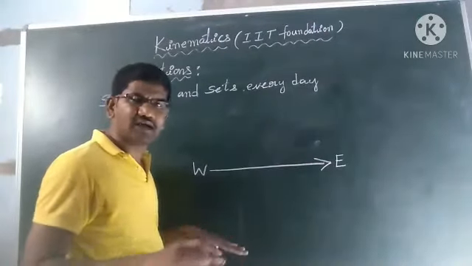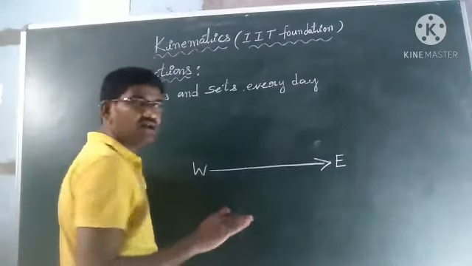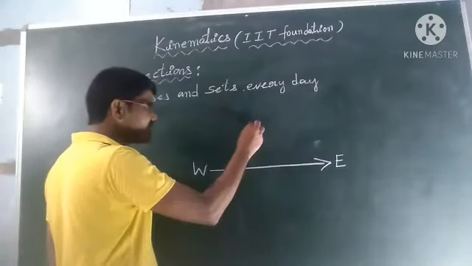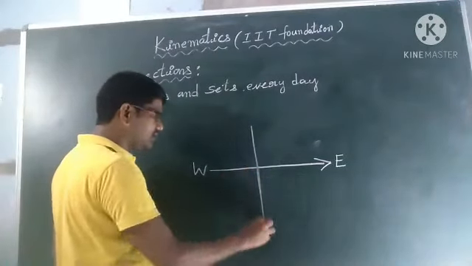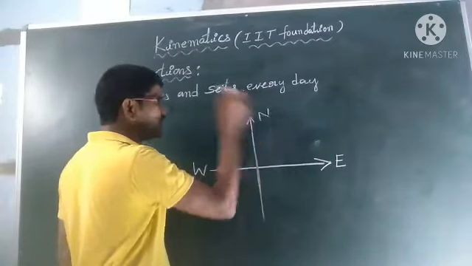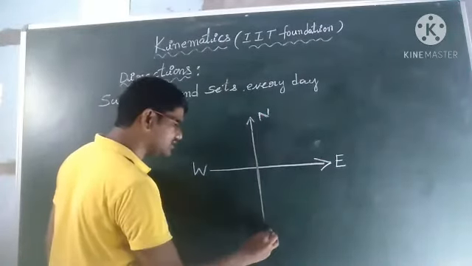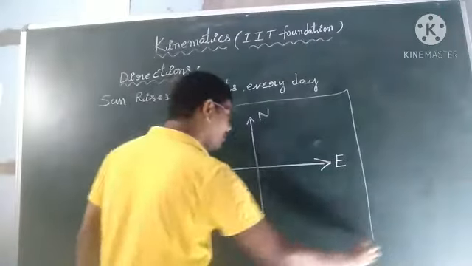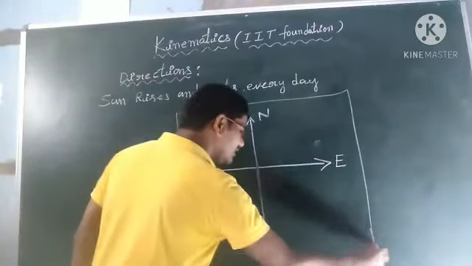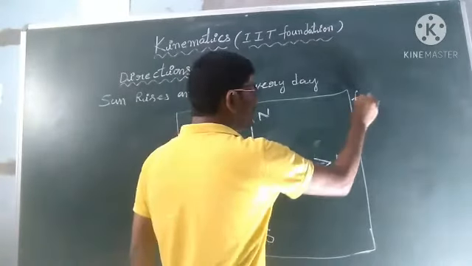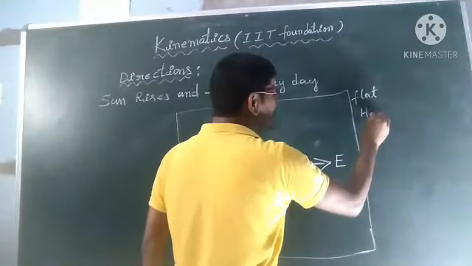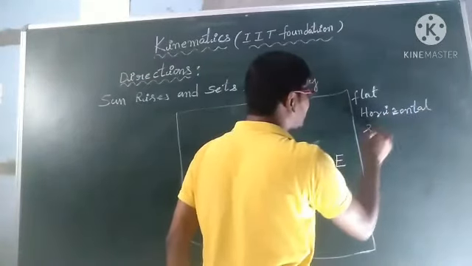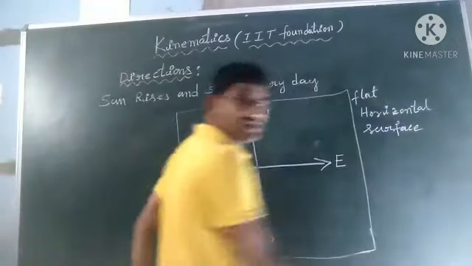On the flat horizontal surface of the earth, if we stand facing towards the sun, our left hand side direction is considered as the north, and exactly opposite of the north is called south, which we have to take on the ground, on a flat horizontal surface.